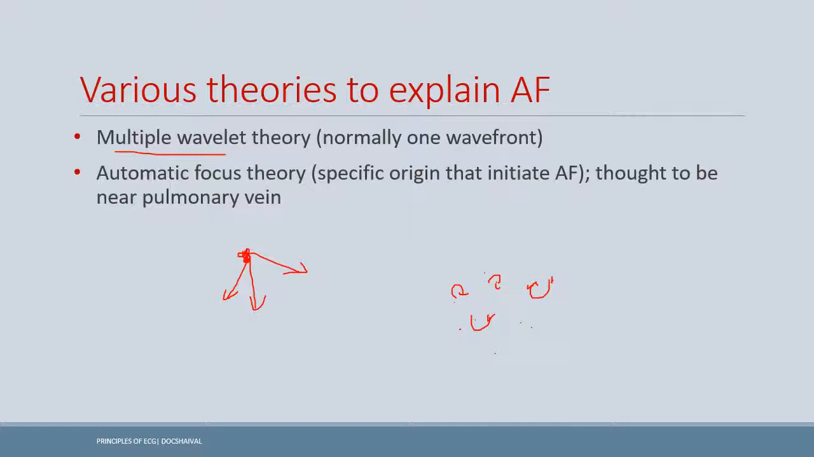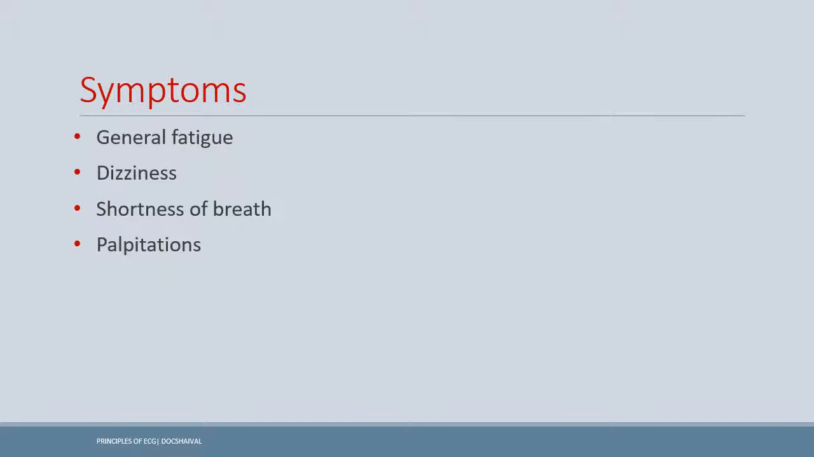Now there is something different, that is the automatic focus theory, and people believe that there are some cells near the pulmonary vein that have different conducting properties, and they are capable of initiating atrial fibrillation. Okay. Now the symptoms of atrial fibrillation. Obviously you can imagine that there is loss of the atrial kick, that last 25 to 30% inflow from the atria to the ventricle. So those people have lost that extra amount, and this causes general fatigue.